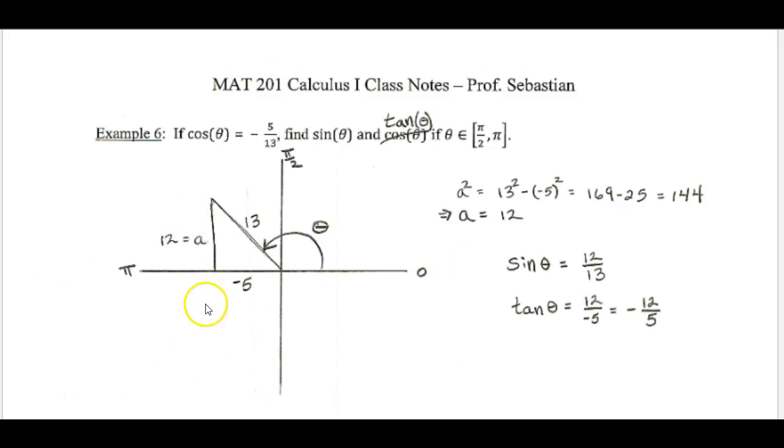So then once you have the three sides of the reference triangle labeled, it's easy to figure out any of the other trigonometric functions. We know that the sine of theta, again, SOHCAHTOA, sine is opposite over hypotenuse. So that's 12 over 13. And we know the tangent of theta, SOHCAHTOA, tangent is opposite over adjacent. So from my reference angle, the opposite is 12, the adjacent is minus 5. So 12 over minus 5, or minus 12 fifths.